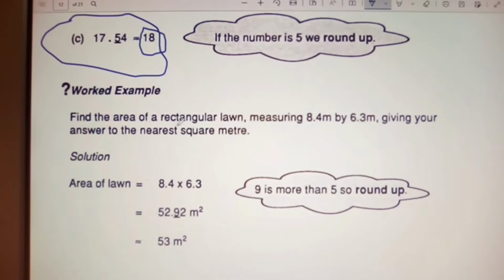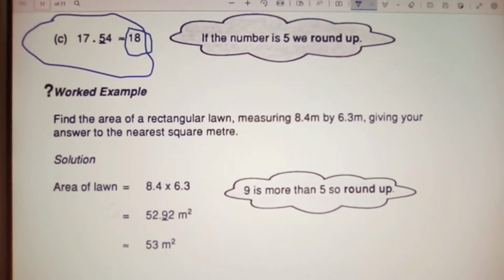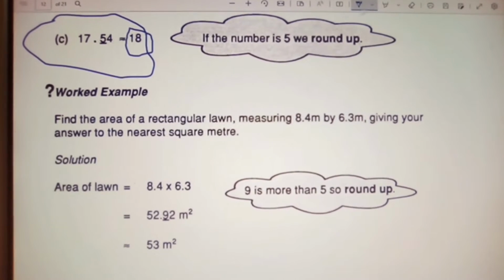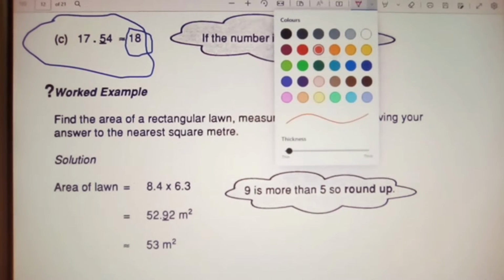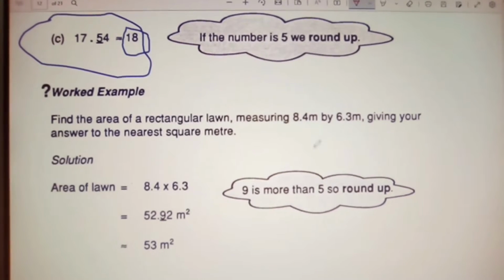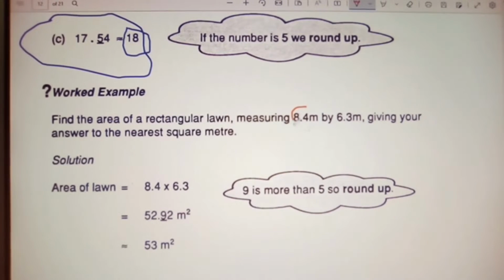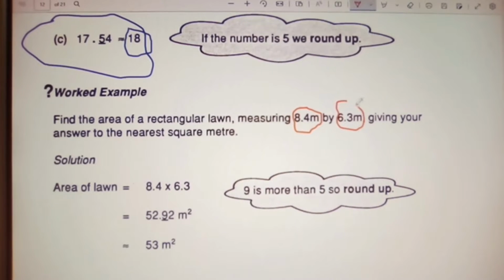Now, work example. Find the area of a rectangular lawn measuring 8.4 meters by 6.3 meters, giving your answer to the nearest square meter. Now, the first thing you need to do is to multiply this out, isn't it? So let's now come back to here. We've got this 8.4 times 6.3 meters.